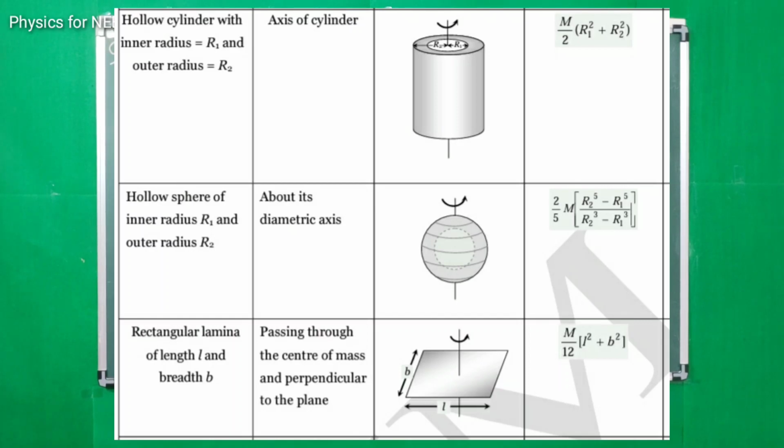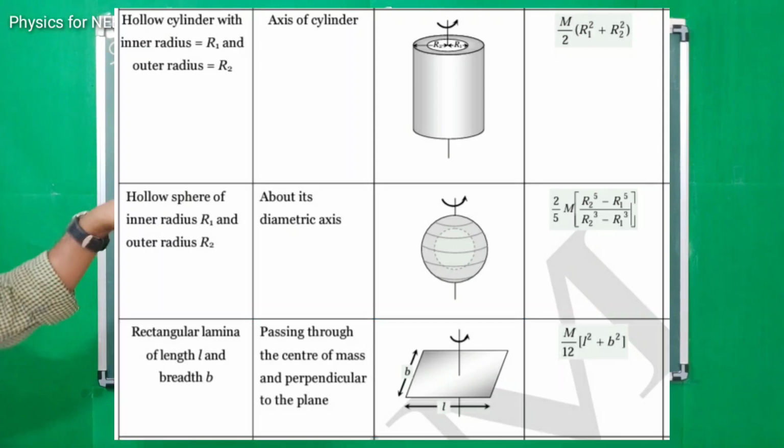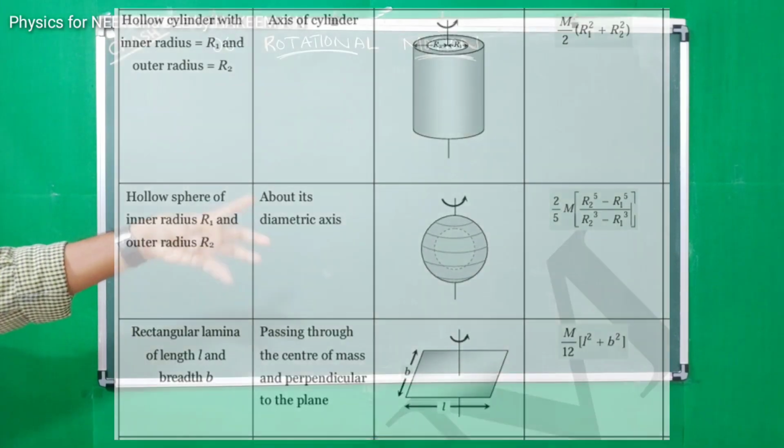R2. Okay, and here is one more case: a rectangular lamina of length L and breadth B. Moment of inertia about a perpendicular axis passing through the center of mass is M/12 into (L² + B²). You just add the moment of inertia about length and breadth. About length you take ML²/12 and about breadth you take MB²/12, and you just add them: M/12 into (L² + B²). It is the trick to remember the moment of inertia of a rectangular lamina.